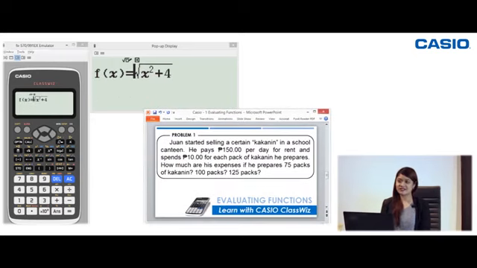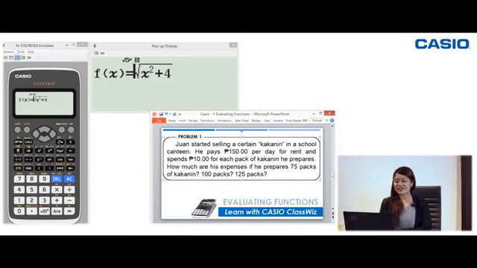So now let's answer this problem using this function. Juan started selling a certain kakanin in a school canteen. He pays 150 pesos per day for rent and spends 10 pesos for each pack of kakanin he prepares. How much are his expenses if he prepares 75 packs of kakanin?